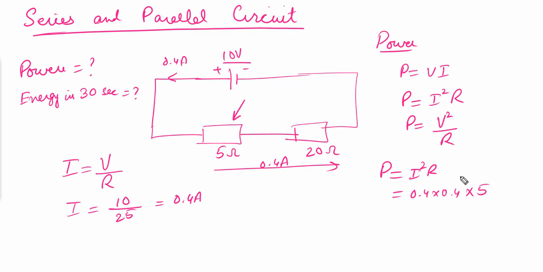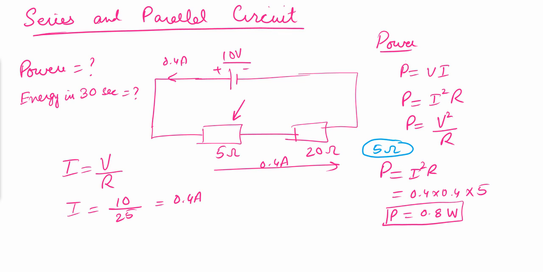So that will become equal to 0.8. Now the unit for the power is watts with capital W. So the power dissipated across this resistor is 0.8 watts. Now let's find out the energy dissipated across the 5 ohm resistor. Let me just give the heading that we are doing this calculation for the 5 ohm resistor.